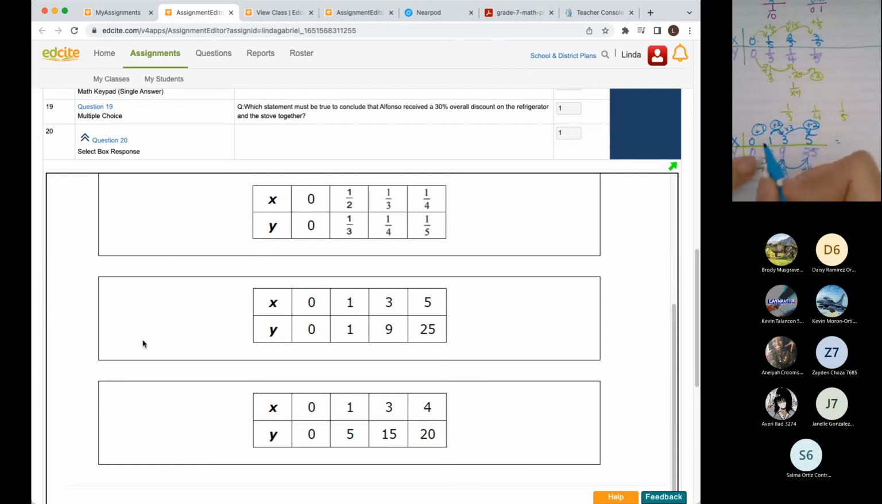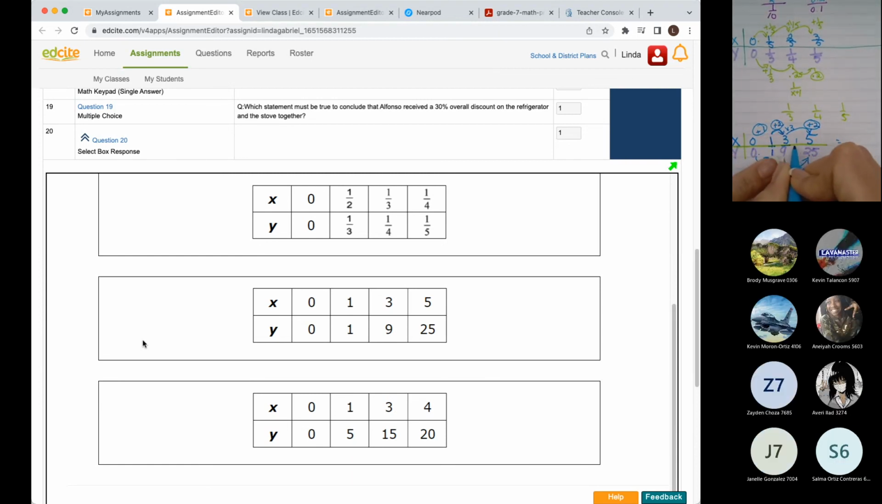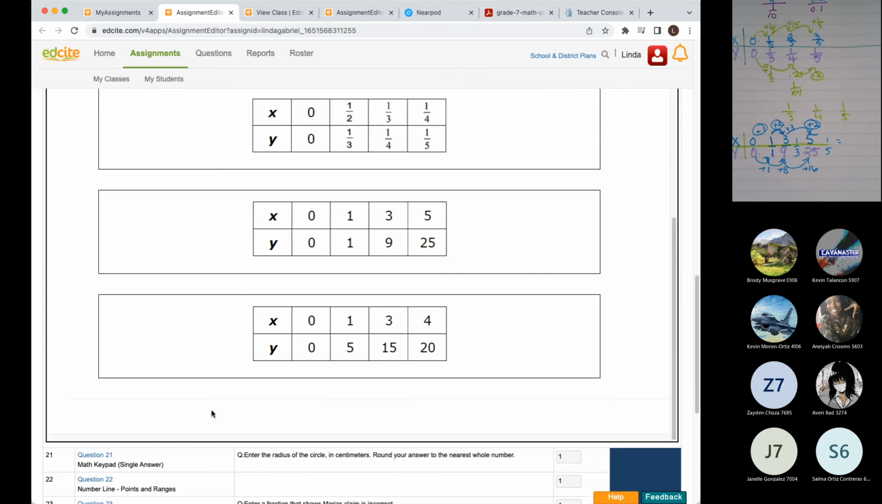I do have 1 to 1, that's whole, and then 3/9, that's 1/3, then 1/5. I don't have a pattern here, right? All right, so then I have X and Y.